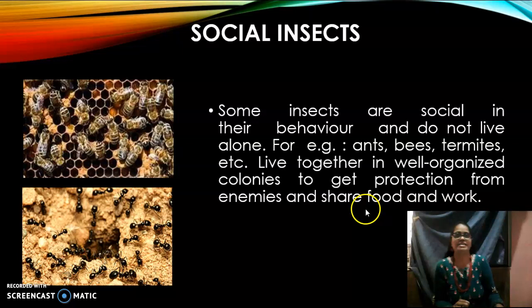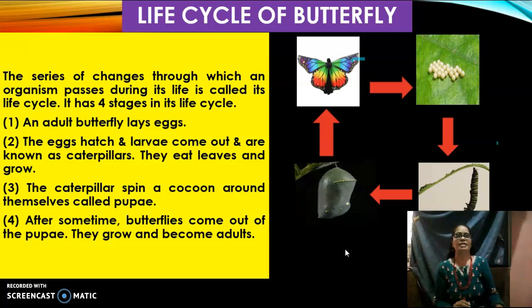Now, life cycle of a butterfly. As I have shown you in my earlier video, life cycle of a housefly, the same four steps are there in the life cycle of a butterfly. The series of changes through which an organism passes during its life is called its life cycle. It has four stages in its life cycle. Can you see the four stages?